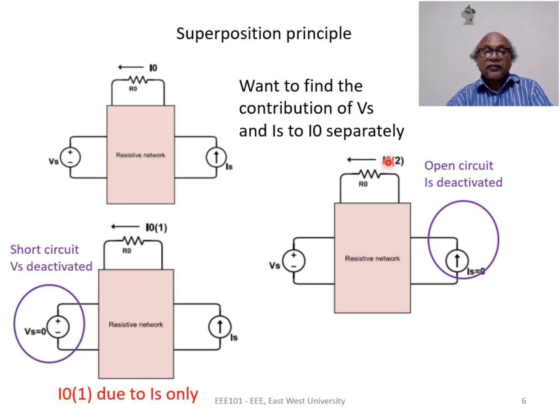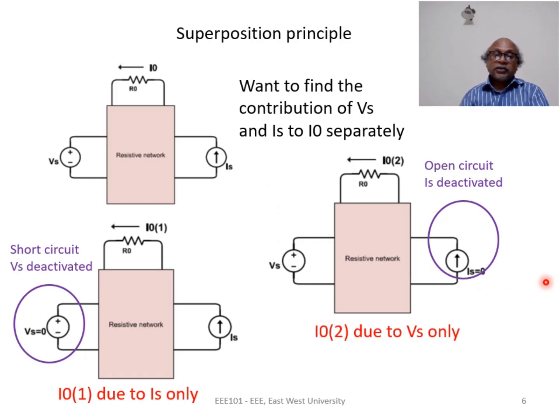Now the current that is flowing through R naught, we call it I naught 2, and this I naught 2 is due to the voltage source only. If we look at our original circuit where both Vs and Is were active simultaneously and the response was I naught, this I naught can be found from our knowledge of I naught 1 and I naught 2. Superposition principle says that I naught is simply equal to I naught 1 plus I naught 2.